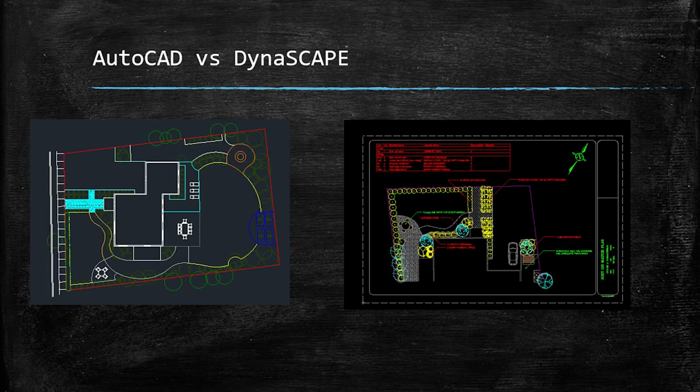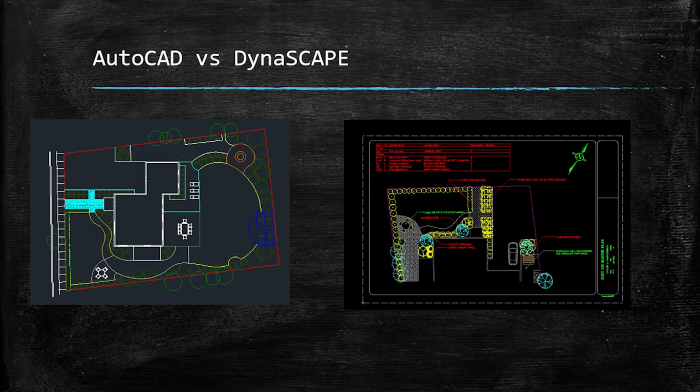AutoCAD and DynaSCAPE are very similar in many ways, but have several key differences. The main difference being that AutoCAD is a non-industry specific software and can be used by a wide variety of users. However, DynaSCAPE is an industry-specific software and has more tools and aspects related to doing landscape. From this, other similarities are formed and differences occur.